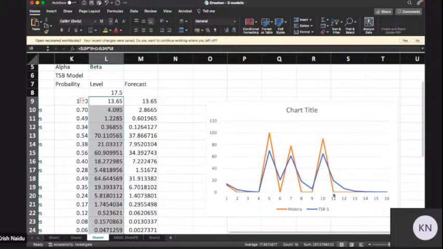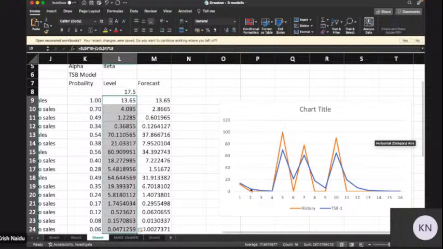Wow, what a beautiful model this is! See how beautifully it is mapping.